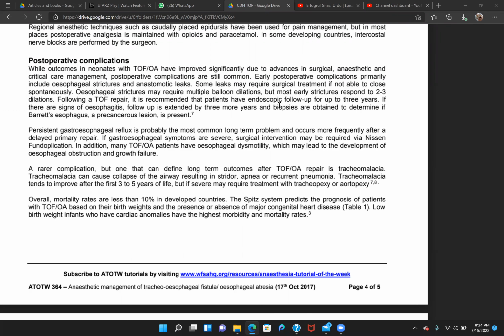Careful post-op suctioning. Yes, that's another point. This is a more appropriate question: would you like to extubate the patient immediately, or would you like to keep the patient intubated for a long time? Yes, because that's a more challenging thing.